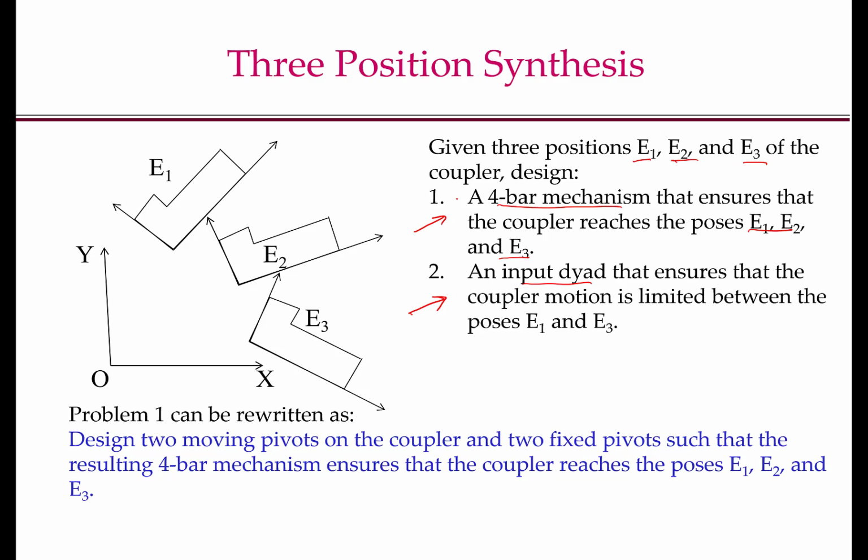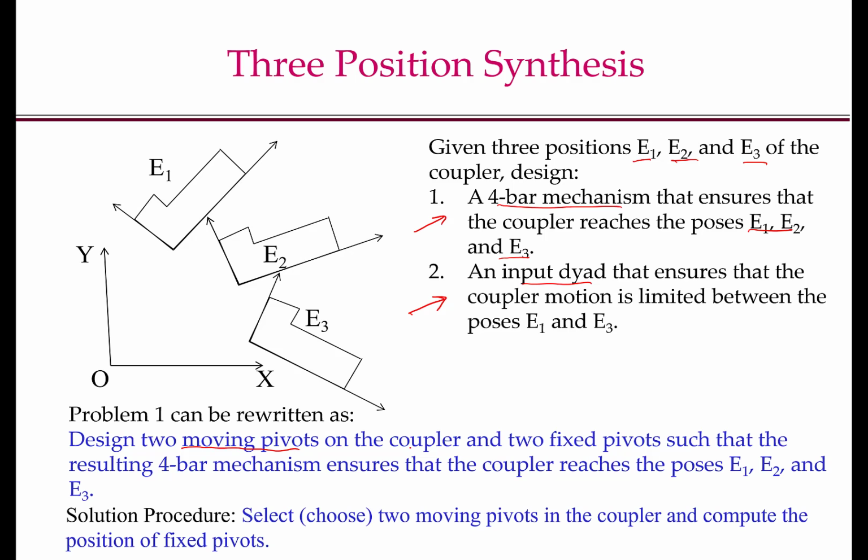Problem 1 can be rewritten as the design of two moving pivots on the coupler and two fixed pivots such that the resulting 4-bar mechanism goes through the poses E1, E2, and E3. And as we have stated multiple times before, our strategy will be to select two moving points on the coupler and compute the position of the fixed pivots.